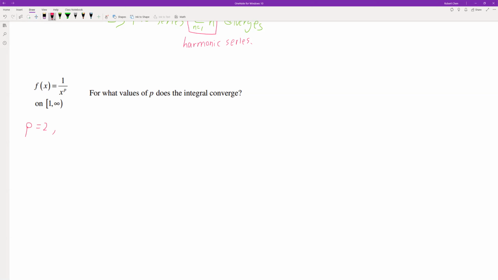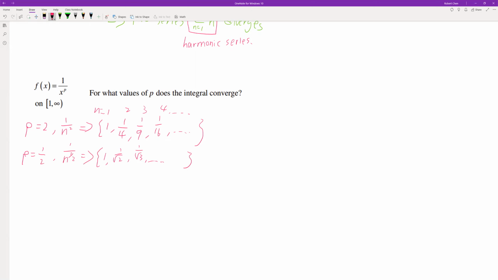Then we have 1 over n squared, right? Which will look like 1 over 4, 1 over 9, 1 over 16, dot, dot, dot, where n is equal to 1, 2, 3, 4, and so on. Right, and then you get the idea. If p is, let's say, 1/2, then it's 1 over n to the power of 1/2, which would be 1 over rad 2, 1 over rad 3, and so on.